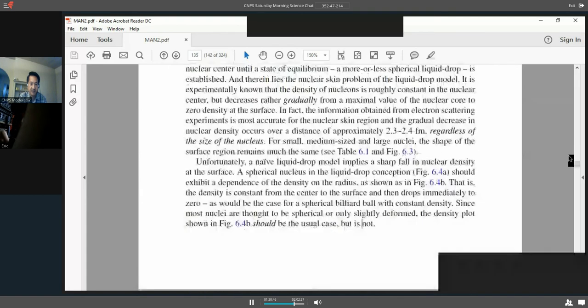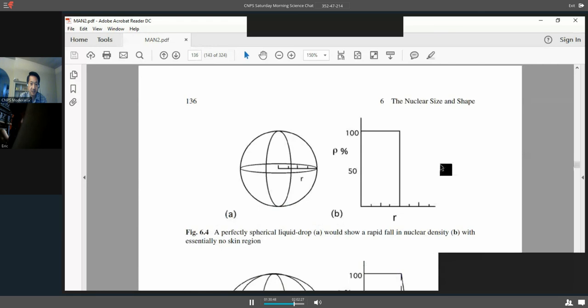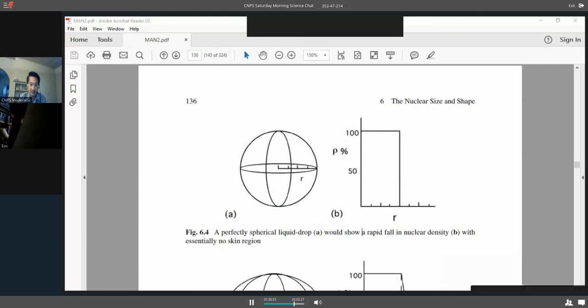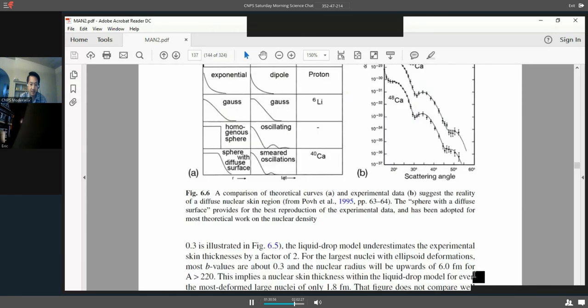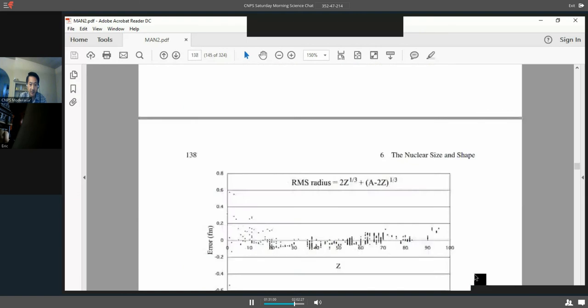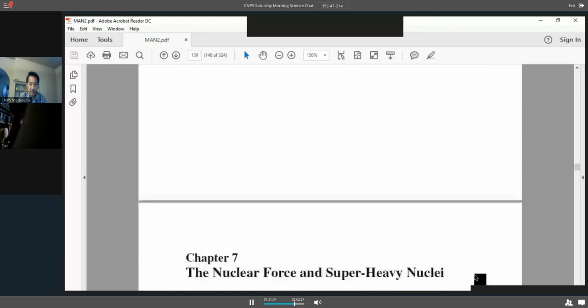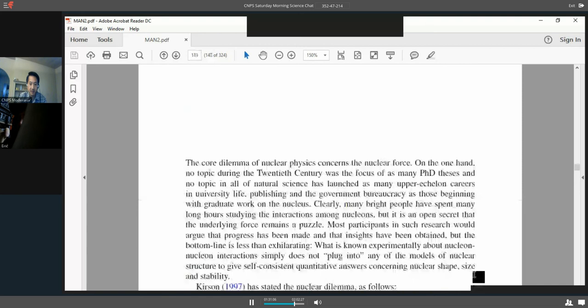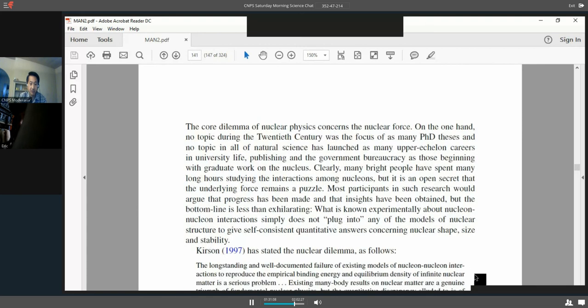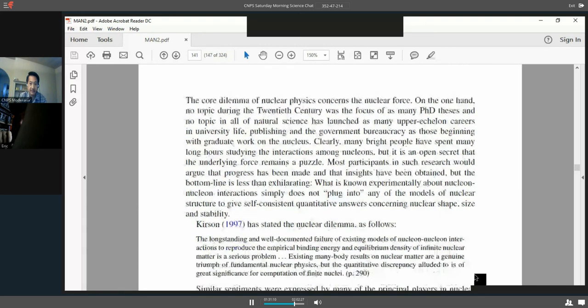Okay, so there's the radius graph. We had the nuclear skin. Nuclear size and shape. And this is a section on nuclear force.